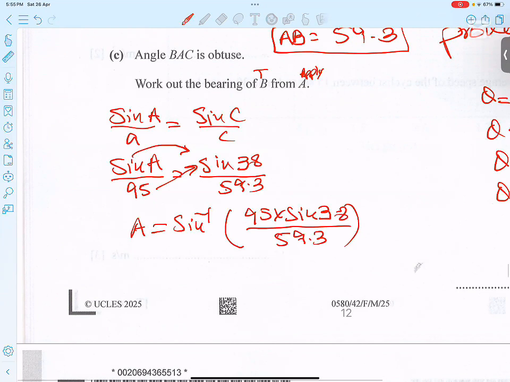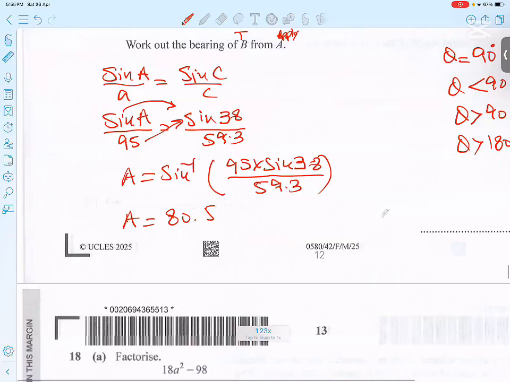And I'm going to type it in the calculator. So when I type in the calculator, sine inverse, in the fraction 95 times sine 38 in the numerator, and in the denominator I'm getting 59.3, and my angle is coming 80.5. But the very interesting part is, he asked for obtuse.